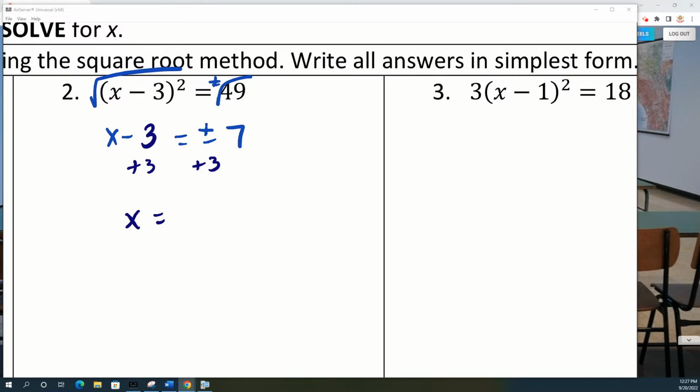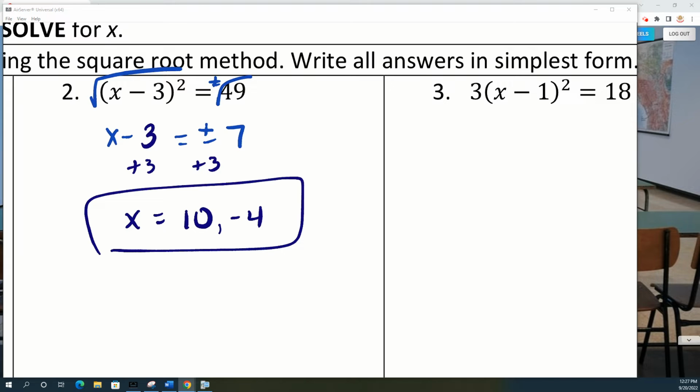Now this is a little different. Can I add 3 to 7? Yeah. What am I going to get? It's 10. Can I add 3 to -7? Yes, and that's going to be -4. So this is different. We just get two answers, like 10 and -4, and that's it.